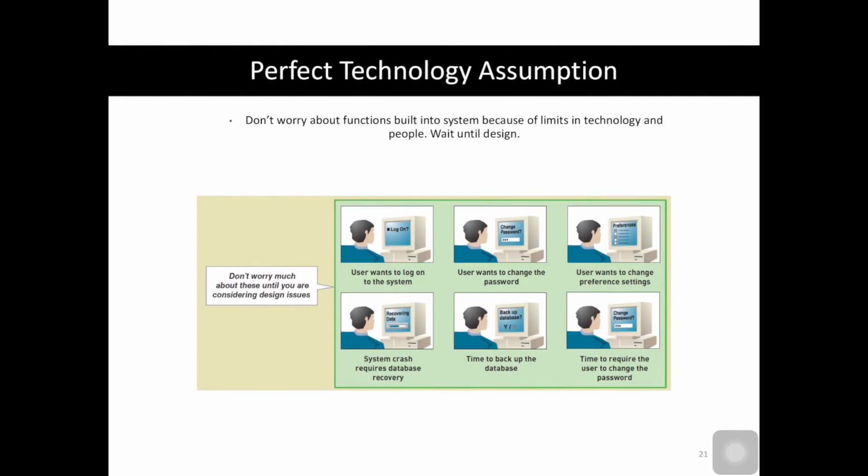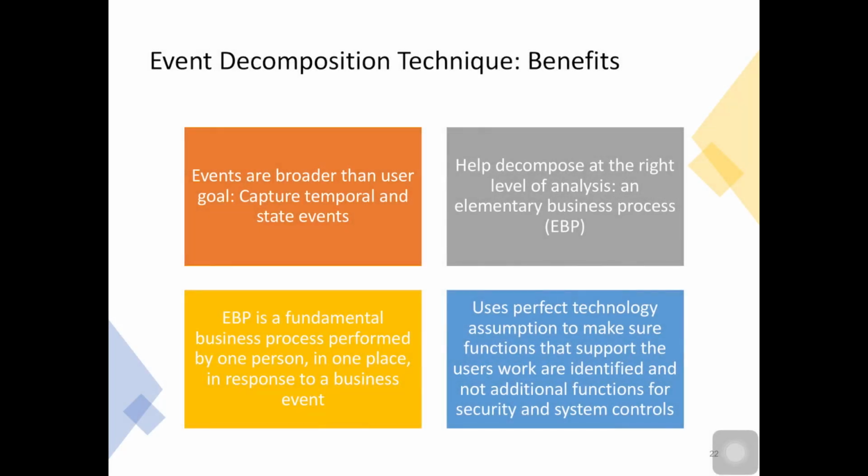So in requirements, we assume that the technology is perfect. So at the requirements level, we will not consider much the security issue or the safety issue. We will consider those issues during the design. What are the benefits of the event decomposition technique? These are the benefits which you can read later.